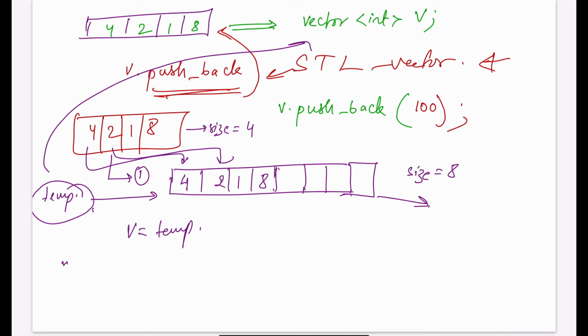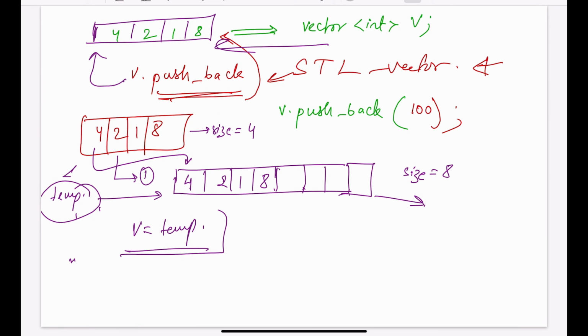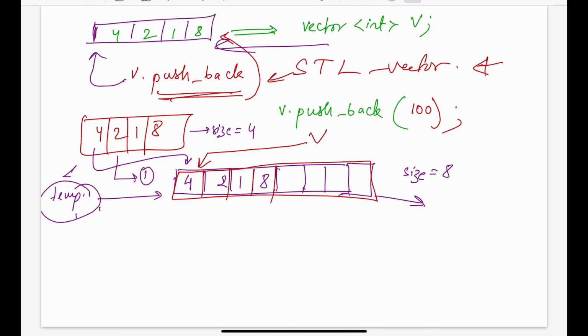So basically what is happening is that the vector v, which was initially pointing to 4, 2, 1 and 8, will now point to the head of the new array, which is of double the size. This way vector v is now a dynamic vector which can add more data. Now, as we were pushing back 100, all these steps were done just for this one addition, because the array was full. Now 100 will be pushed here.